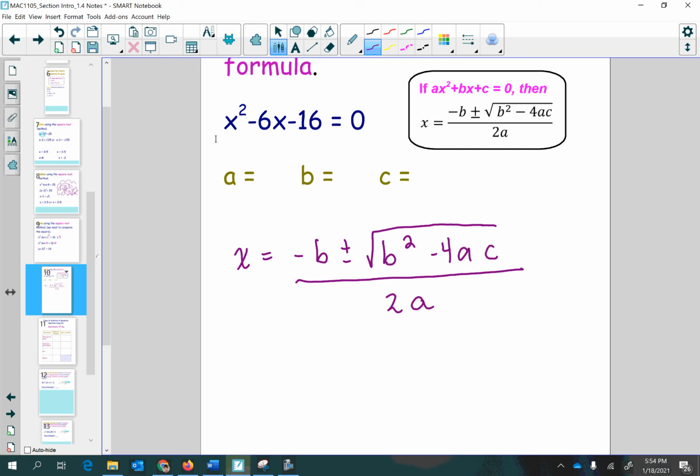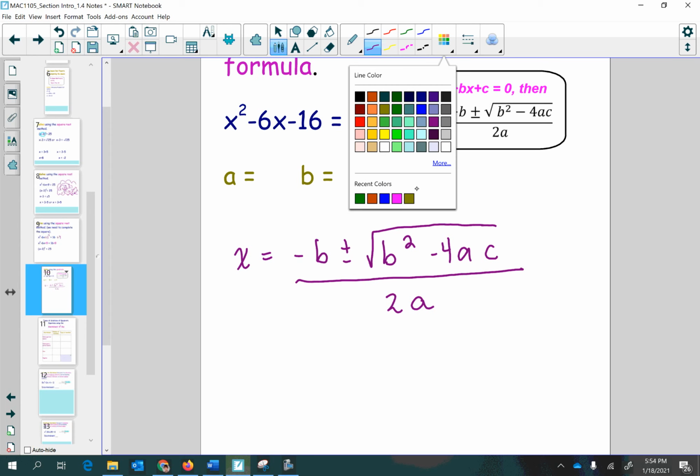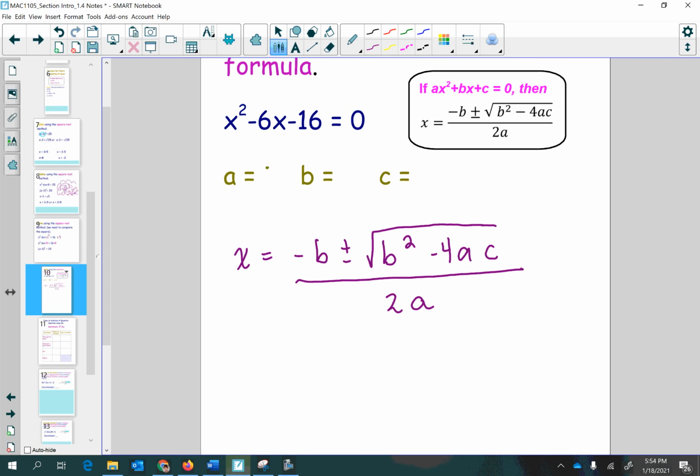So here, I don't see anything in front of the x squared term. What that means is the number is just 1. So we're going to go ahead and use 1 as the first value that we're going to be plugging into the formula. b is -6, and c is -16. So now I have the formula rewritten here, and I'm just going to come in and start replacing each letter with the values that are assigned to them.